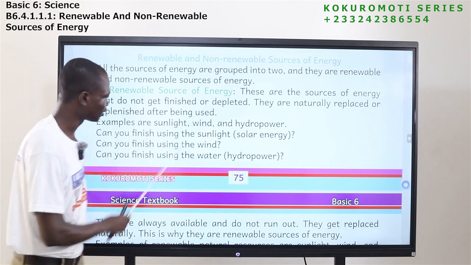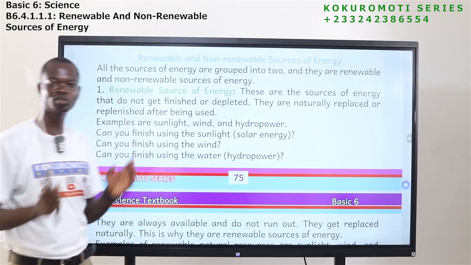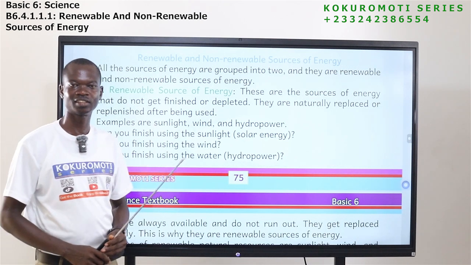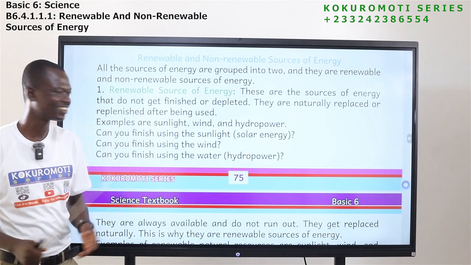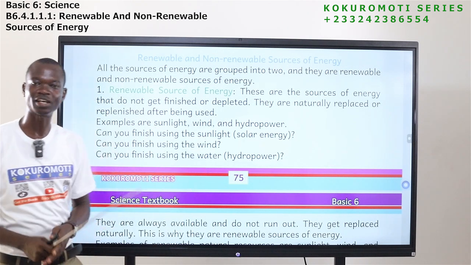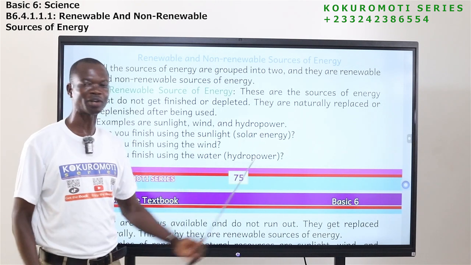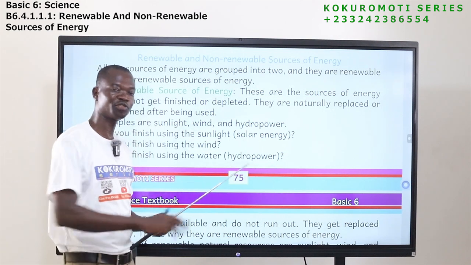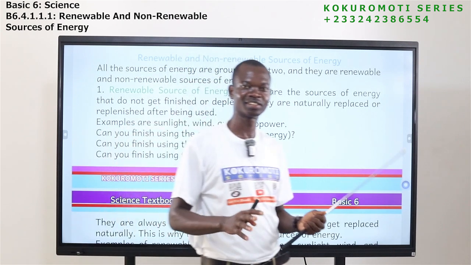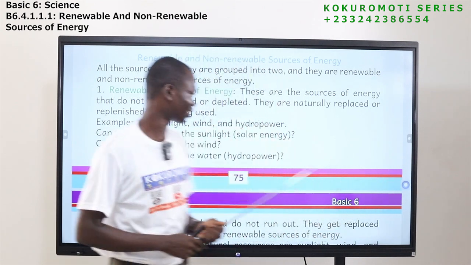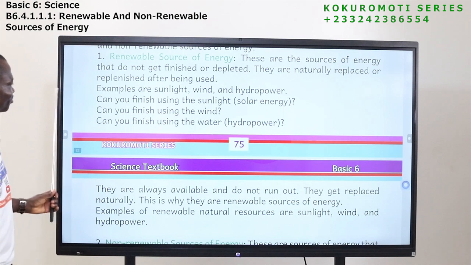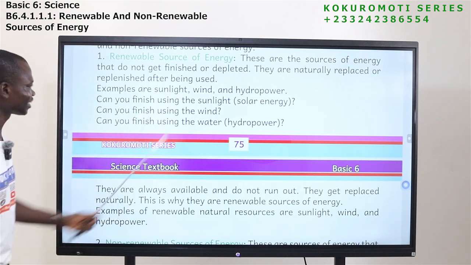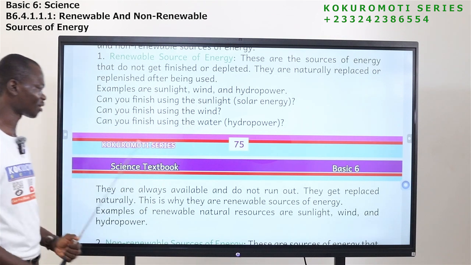Let's look at examples. Examples are sunlight, wind, and hydropower. So look at these 3 sources of energy. The first one is sunlight. Can you finish using the sunlight? No. Wind. Can you finish using the wind? No. Hydropower. We are talking about water. Can you finish using water? Can you finish using all the water bodies? You can't. Okay. Now let's look at this. I've even asked the questions. So we cannot finish using the sunlight. The same applies to the wind and then water.